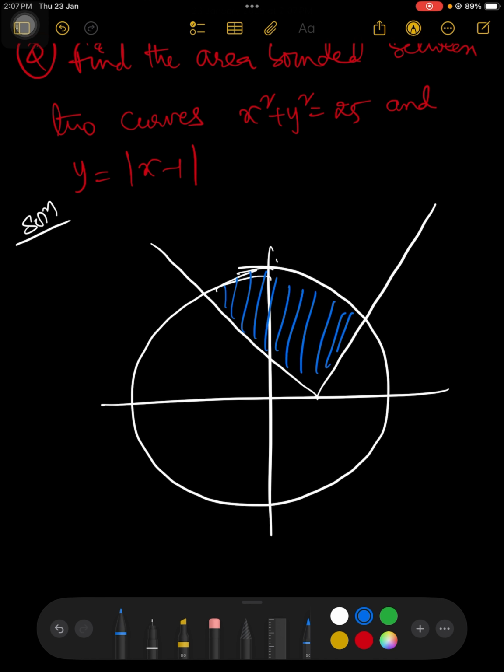And here, the curve will intersect at this point and this point. Now this point of intersection we can say that minus 3 comma 0, and this point of intersection is nothing but 4 comma 0, because it is y equal to x minus 1 and it is y equal to minus of x minus 1, and this is the upper part of the circle, semicircle.